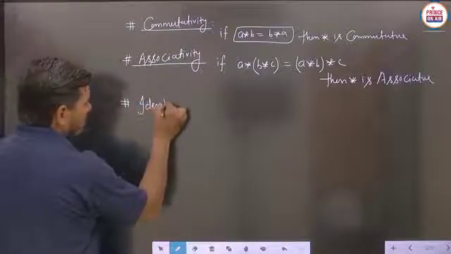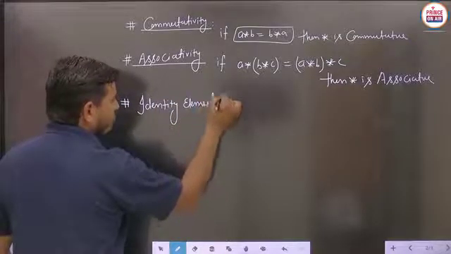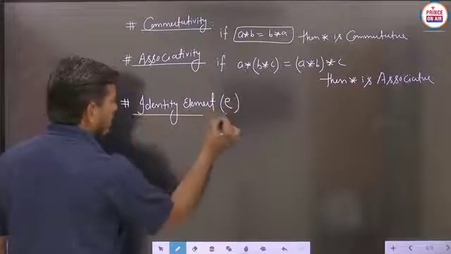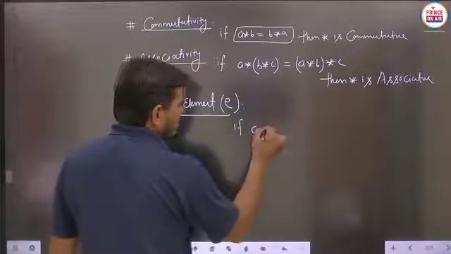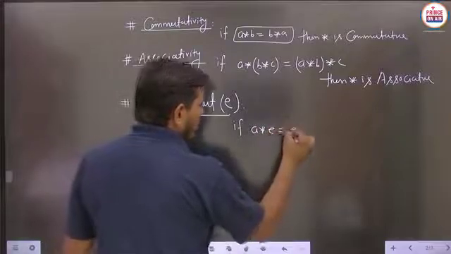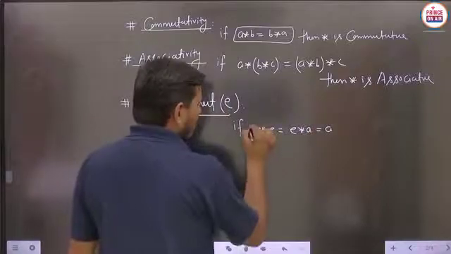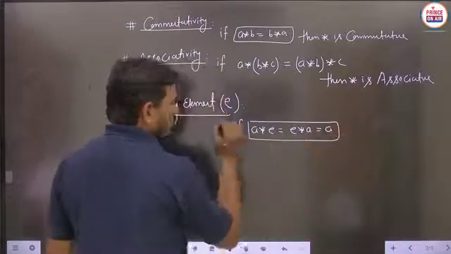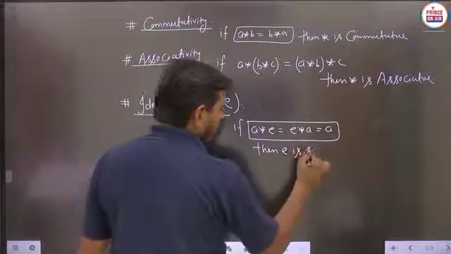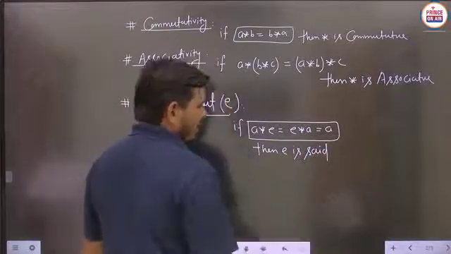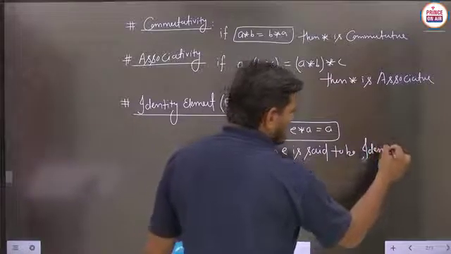Next part is the identity element. So this particular element is generally represented by the symbol E, and we are saying that if A star E equals to E star A equals to A, then E is said to be the identity element. Is it to be clear?